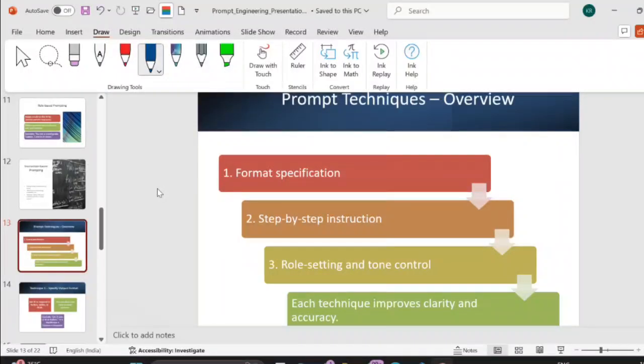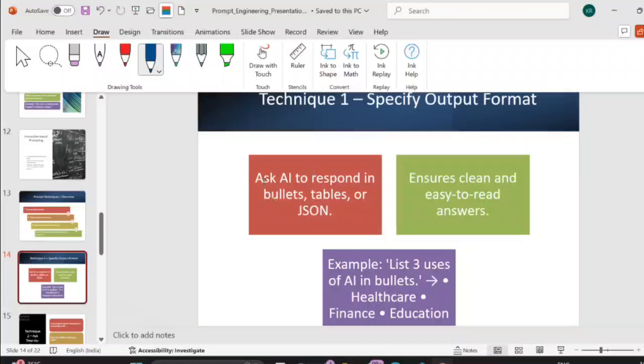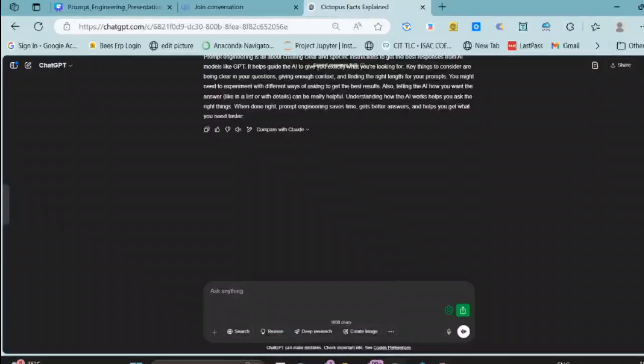So then we have a few prompting techniques. We have six types: zero shot, one shot, few shot, COT, role based prompting, and instruction based prompting. Now prompting techniques: format specification, step by step instruction, role setting. Each will provide clarity and accuracy. So first let's move to technique one: ask AI to respond in a specified output format. Ask AI to respond in bullet points or tables or JSON. Do you know we can generate the same content in a table format, bullet points, or anything. Let's explore.